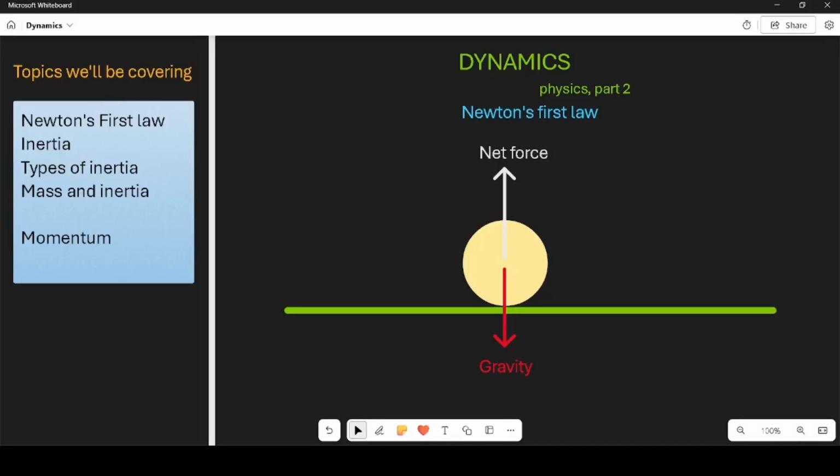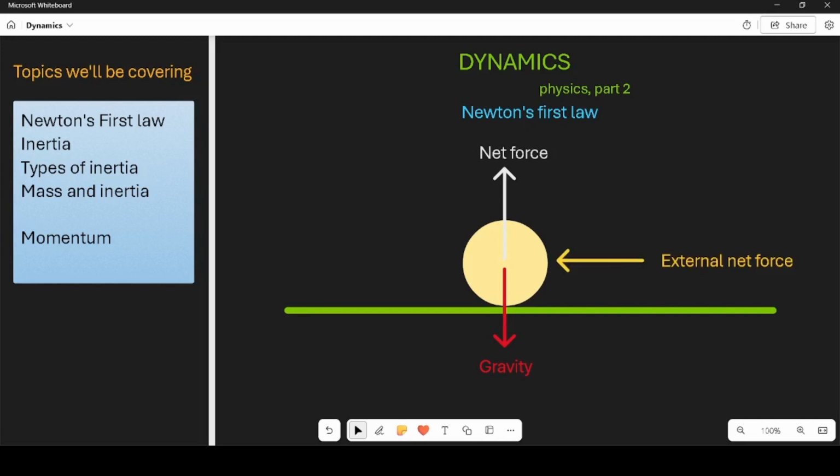Now let's picture a ball on the ground. There are two forces acting on it, gravity and an equal and opposite normal force. So let's say a person kicks the ball. An external net force is added to these forces and the forces get unbalanced. So the ball starts moving. We can take this example and explain Newton's first law.